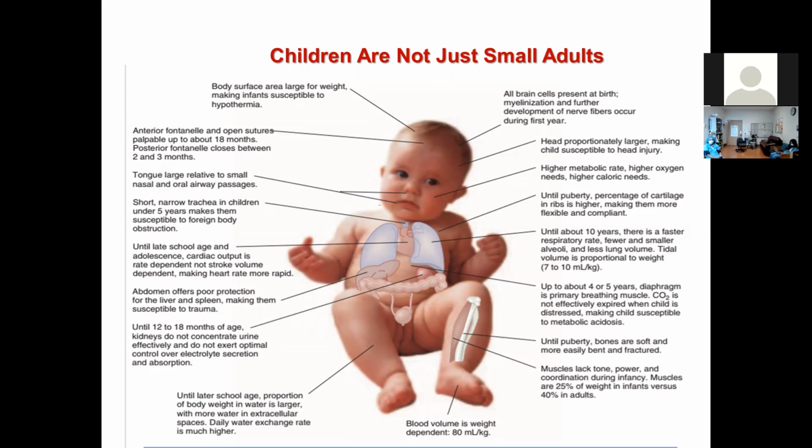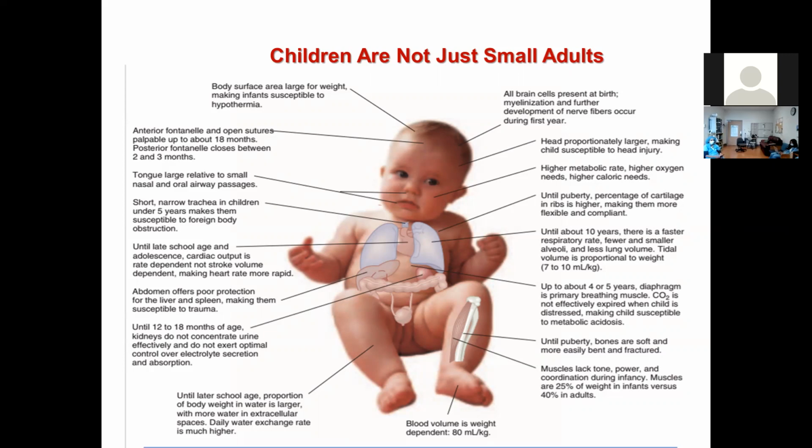All brain cells are present at birth; myelinization and further development of nerve fibers occur during the first year. The head is proportionally larger, making the child susceptible to head injury. Also, kids have a higher metabolic rate, higher oxygen needs, and higher caloric needs. That's significant because when they experience respiratory illness, even if their oxygen saturations are fine, the recommendation is still to give them supplementary oxygen because they have higher oxygen demands to start with.